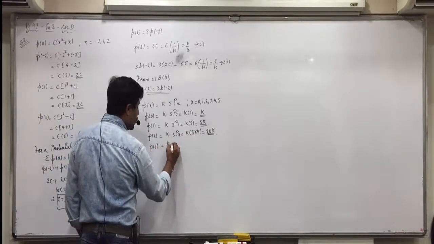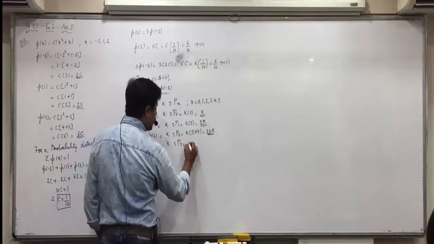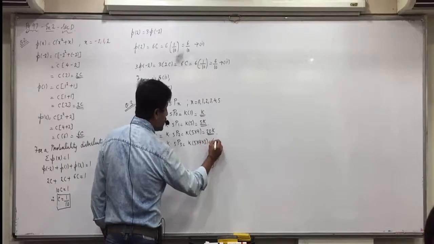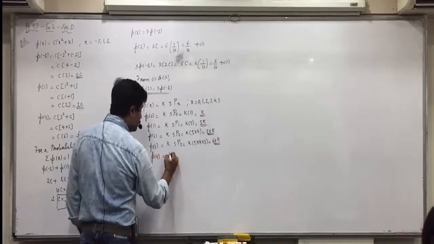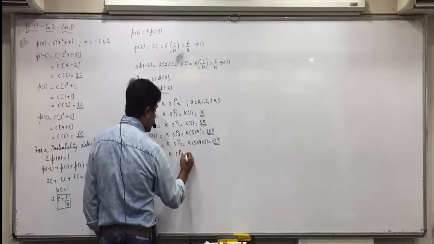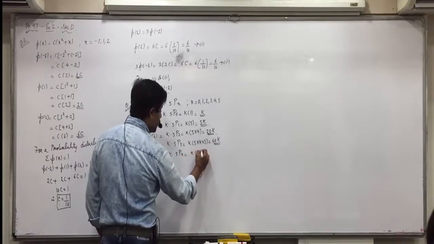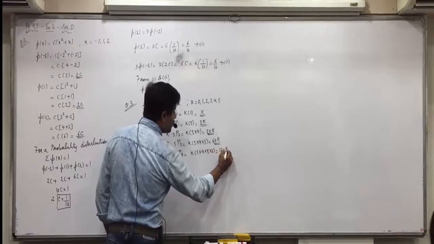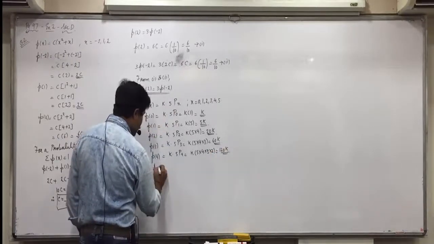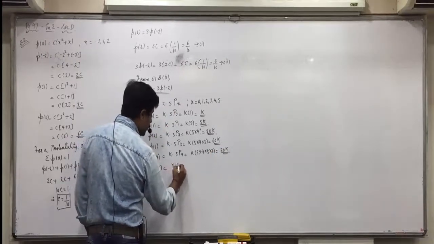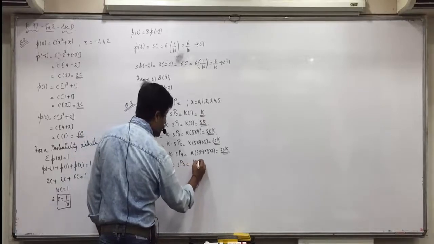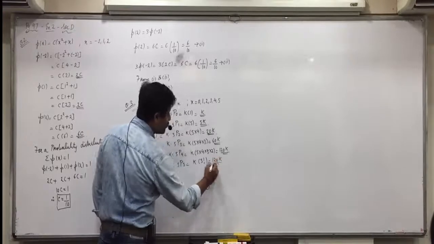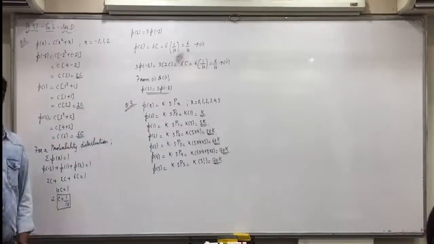P3, k into 5P3. K into, now 3 values. 5 into 4 into 3, 60k. P of 4, k into 5P4. K into 5 into 4 into 3 into 2, 120k. And P5, k into 5P5. K into 5 factorial, that is also 120k. Did you all understand this?